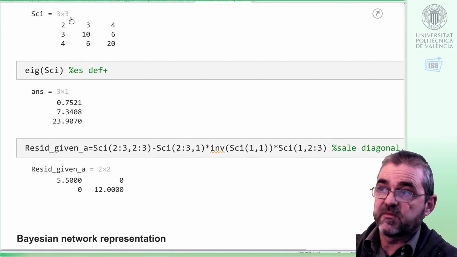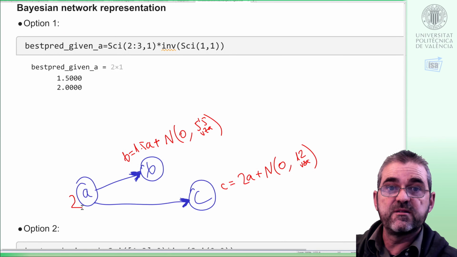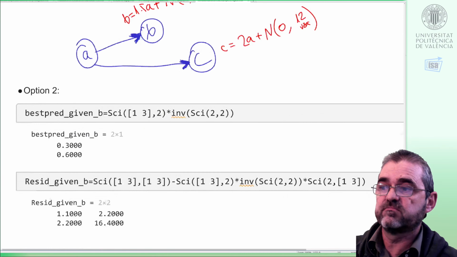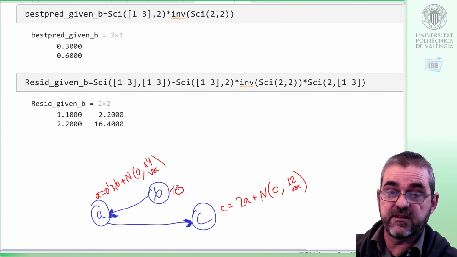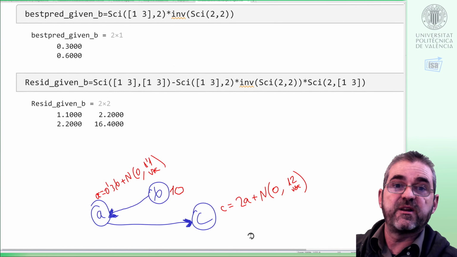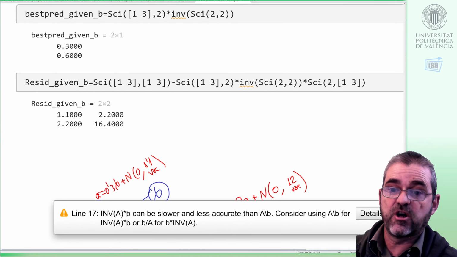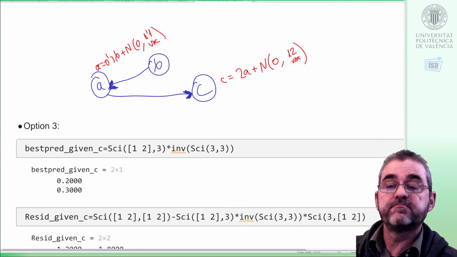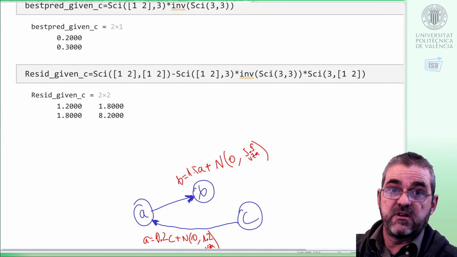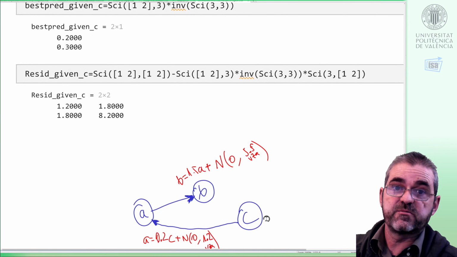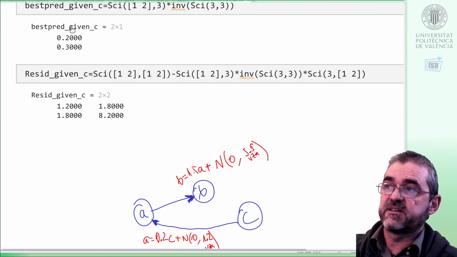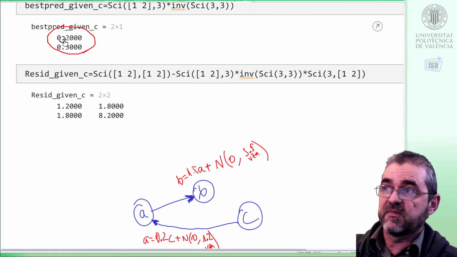Here we have it. So, as I said, when this input has variance 2, this model explains the whole covariance matrix we obtained. And in option 2, when this input has variance 10, it again explains everything in the 3x3 covariance matrix. As a last option, I can invert the arrow between c and a. So if I had an input c which was measurable, I can just do the reverse, and the best prediction given c is 0.2. This is the best prediction of a given c.